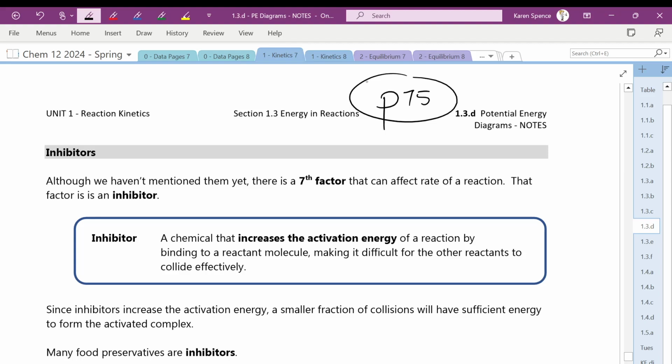So there is a seventh factor that affects reaction rates. We haven't talked about it yet, but it is called an inhibitor. And an inhibitor is basically like an anti-catalyst. So tell your partner how a catalyst affects the reaction rate.